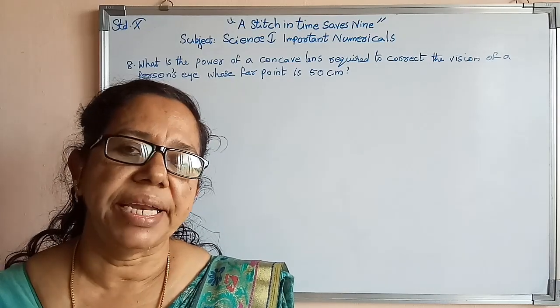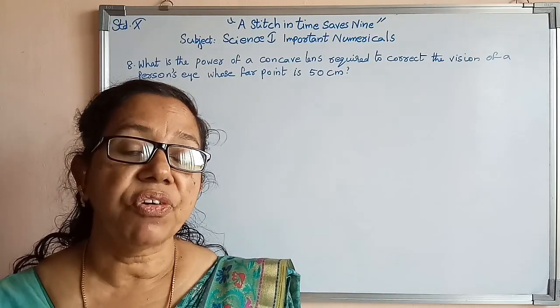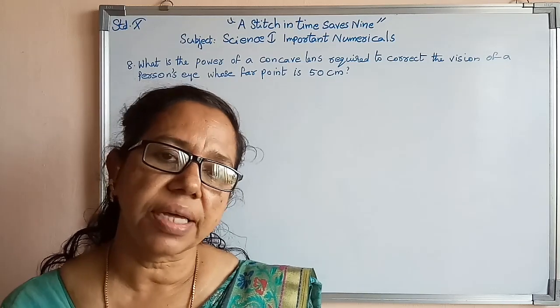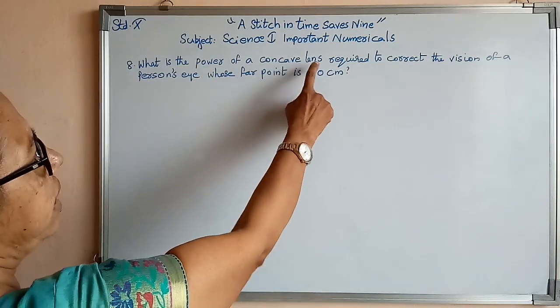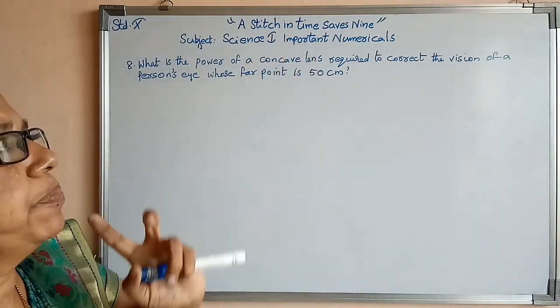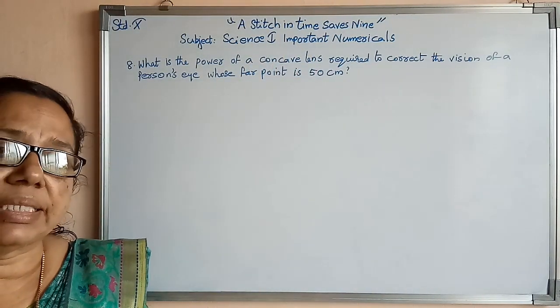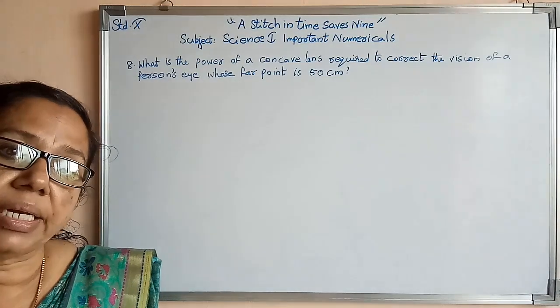Let us solve the next sum. Before solving that, we will read the question well, then we will solve it. What is the power of a concave lens? Here concave lens is mentioned. If concave lens is there, its focal length will be negative.